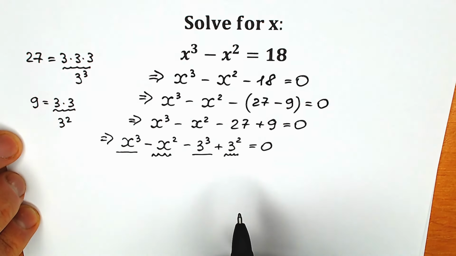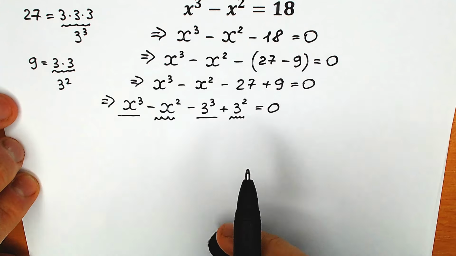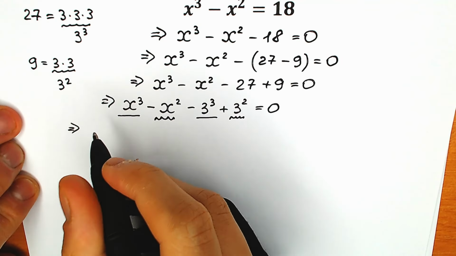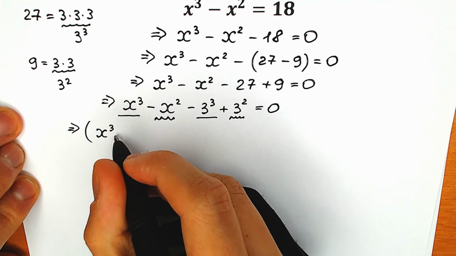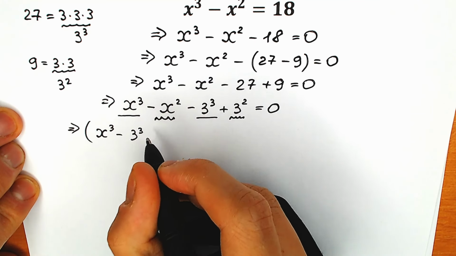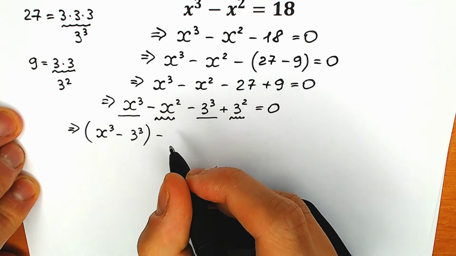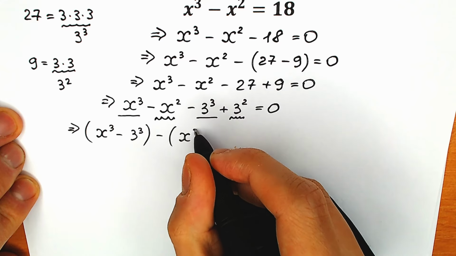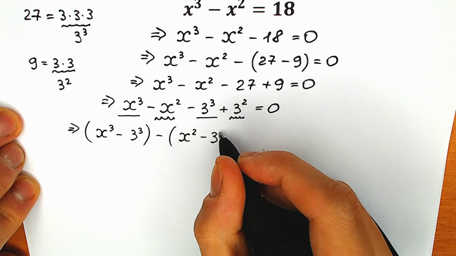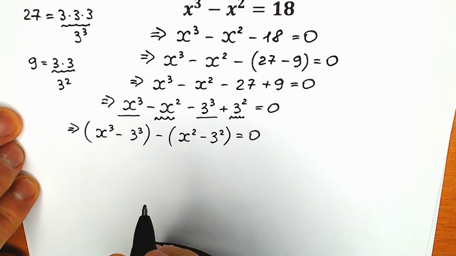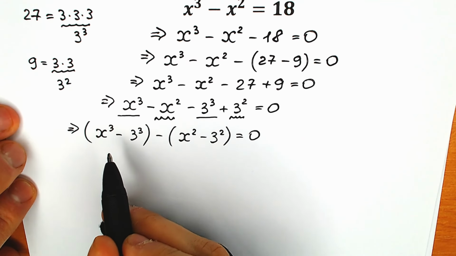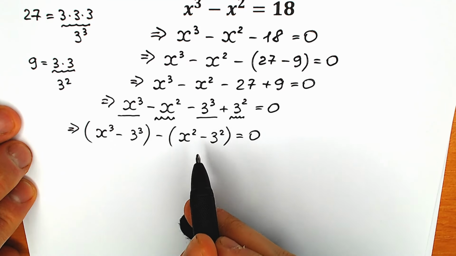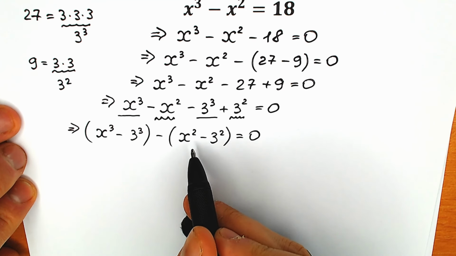Let's group our cubes and let's group our squares. First of all, let's start with the cubes, for example. So we have x cubed minus 3 cubed minus x squared minus 3 squared. So I really hope you understand it. And right now, why do we group all of this together? Because in the first parenthesis right now we have a difference of cubes. In this parenthesis we have a difference of squares.